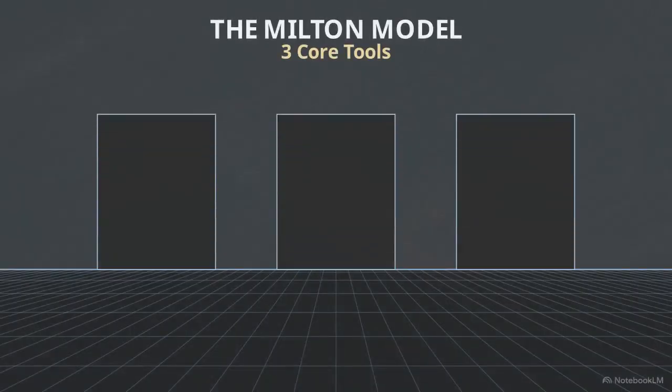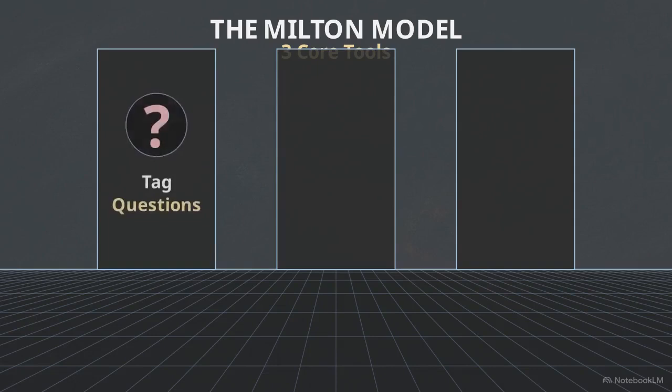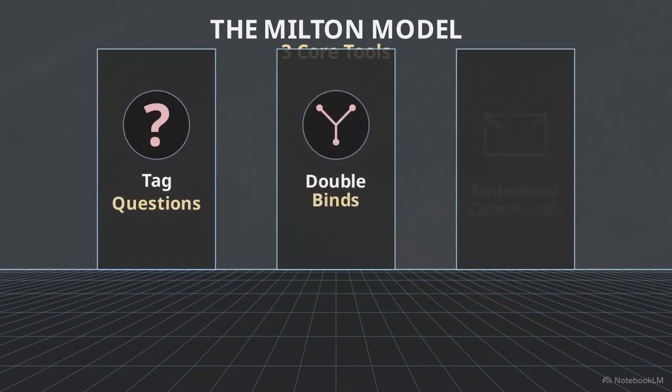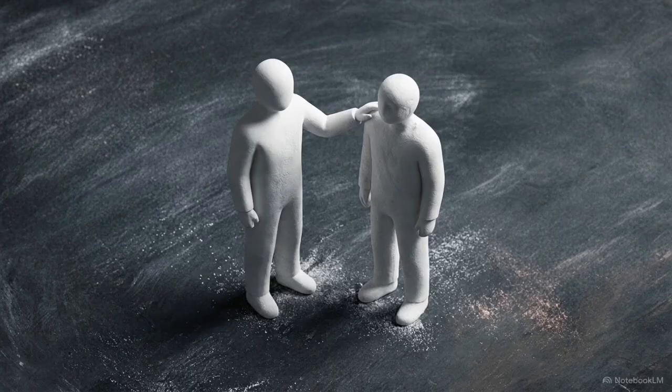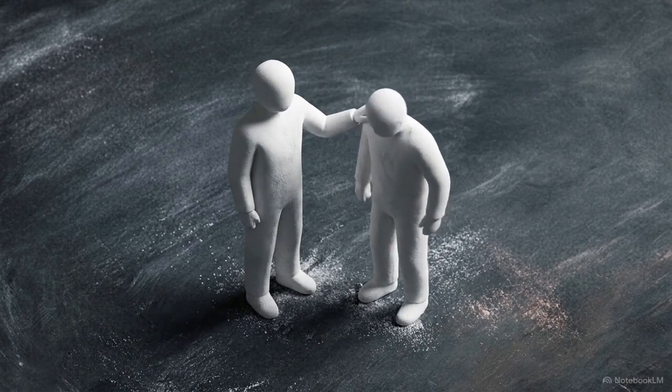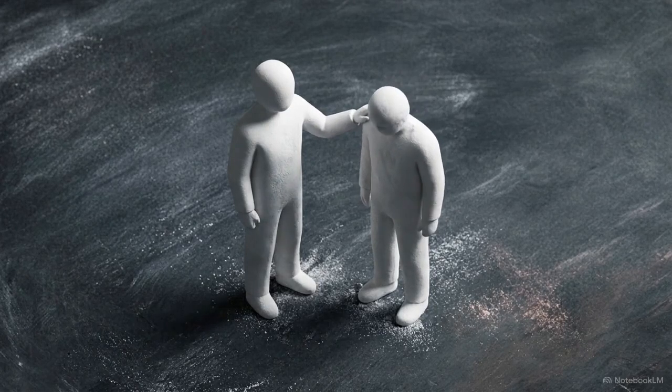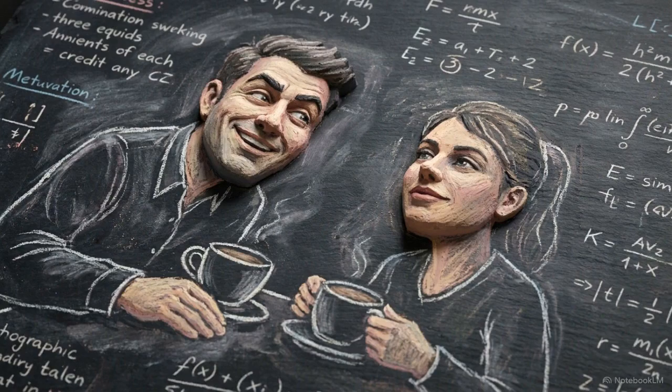We can deconstruct this architecture into 3 core tools: tag questions, double binds, and embedded commands. Mastering how to sequence these tools allows a communicator to issue direct commands to a listener without triggering their logical resistance. The first step in dismantling conversational resistance involves a tool called the tag question.